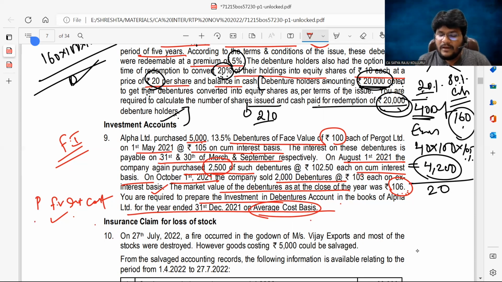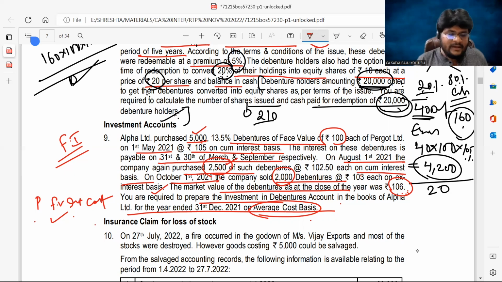Average cost basis means at the time of sale of these 2,000 debentures, you can presume, sir, are these debentures sold out from lot number 1, that is these 5,000 debentures, or lot number 2, 2,500 debentures? We need to assume they were sold on average. If FIFO is given, then we can presume these 2,000 debentures are sold out from lot number 1. If LIFO was given, then we can presume these 2,000 debentures were sold out from lot number 2. Since average cost basis was given, on average these 2,000 debentures were sold out from both lot number 1 and lot number 2.